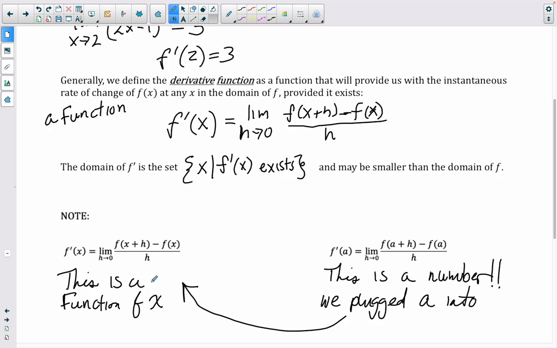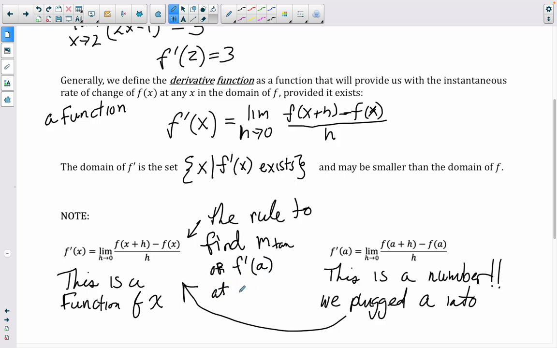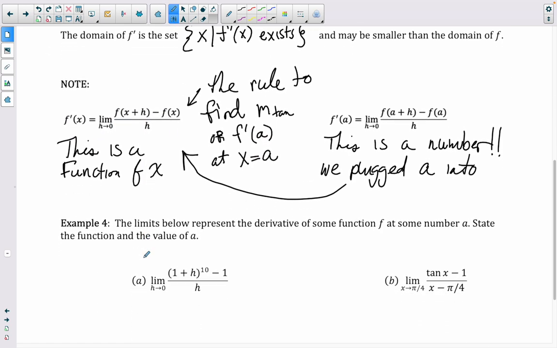This gives us the rule to find m tangent, or f prime of a, at any value x equal to a. Okay, so as long as it exists, we can find the slope of the tangent. We can find the derivative at that value a. Okay, so that's the rule for it.